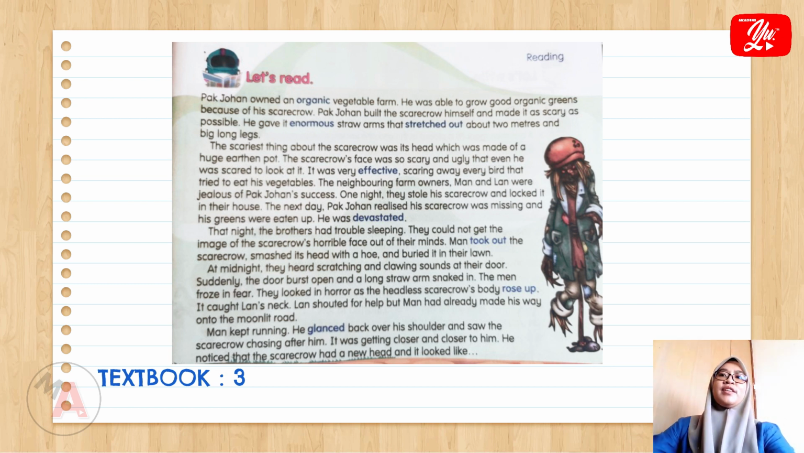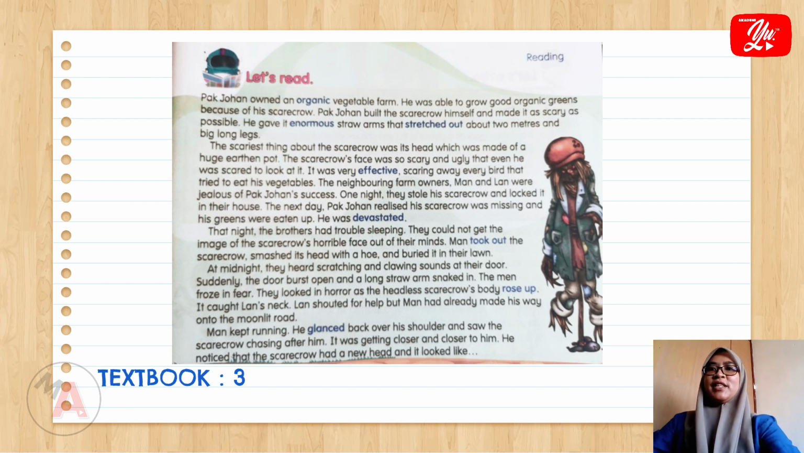So why did Pak Johan build a scarecrow? Kenapa dia buat scarecrow tu? To take care of his farm. Also in the story you were introduced to two other characters which are Man and Lan. They are Pak Johan's neighbors who are a bit jealous of Pak Johan's achievement. Bila orang dah berjaya, adalah yang cemburu kan.